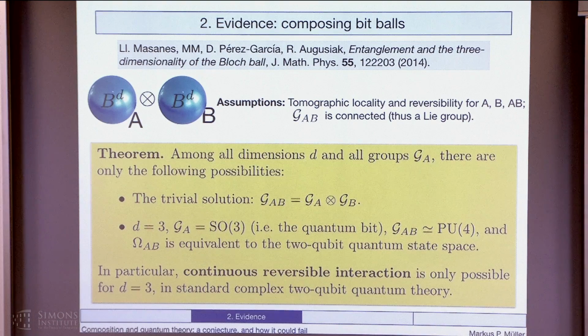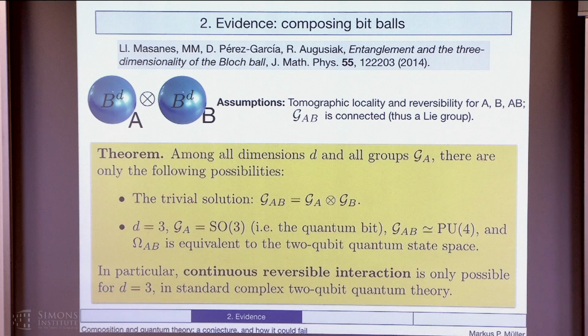Among all dimensions of the Bloch balls and all transitive groups on one of the balls, there are only two possibilities. First, you have a trivial thing where the group of transformations is just the product of the local groups. This would mean that you do something on A, and independently you do something on B, and that's all you can do. And then there's the other case, which works only in dimension 3, and only for the group SO(3). And it gives you that the global group must be the unitary group of 4 elements, and the state space of AB must be the 2-qubit quantum state space. That's the only other possibility.